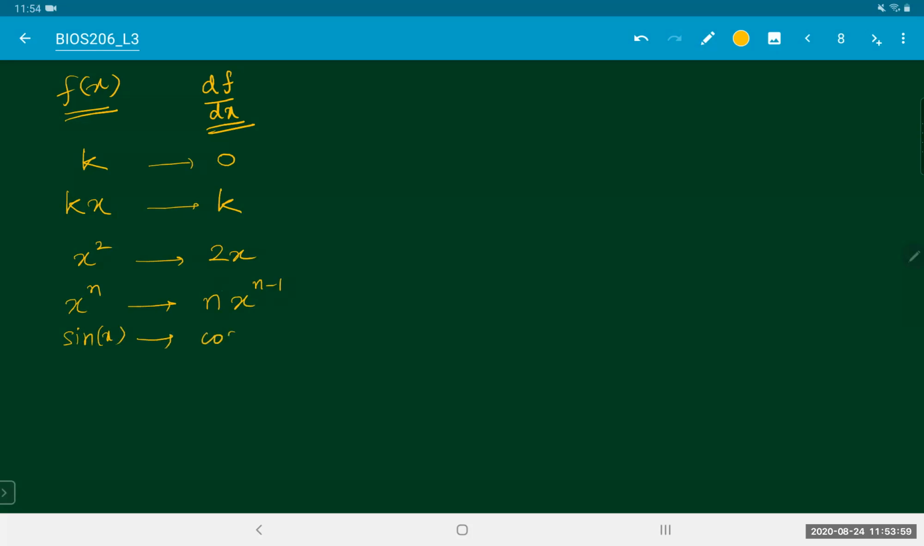Sine of x gives you cosine of x. Cosine of x gives you negative sine of x. Log of x gives you 1 over x. e to the power x, interestingly, gives e to the power x. In fact, this is one of the ways of defining the exponential function. It is the function whose derivative is equal to the function itself.